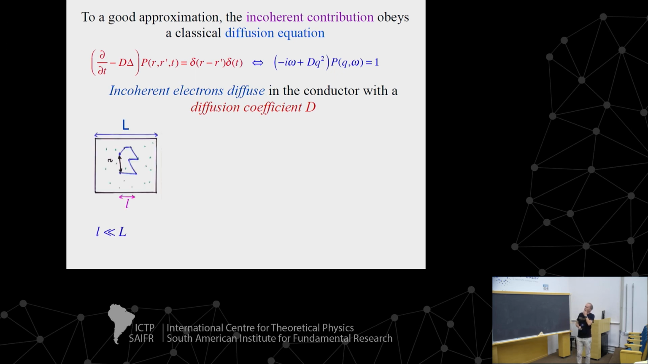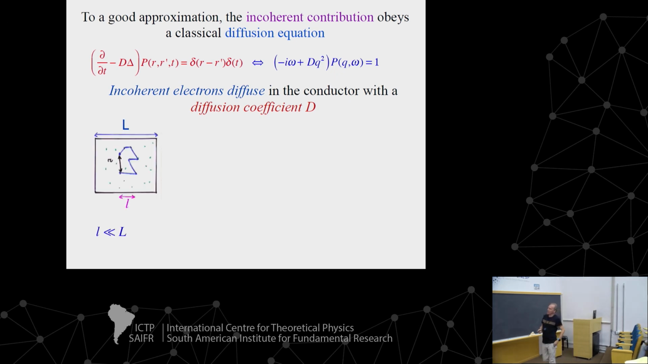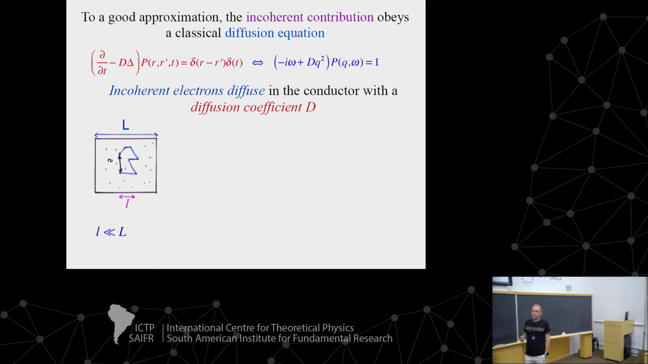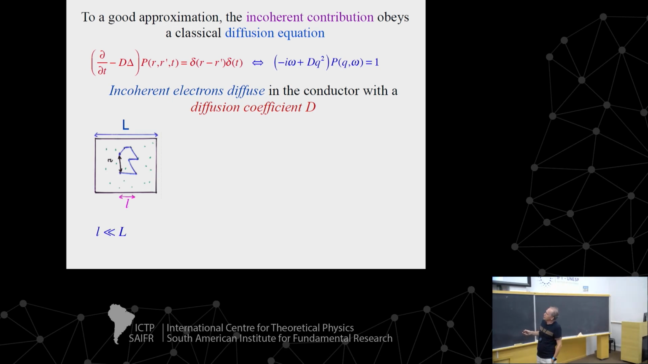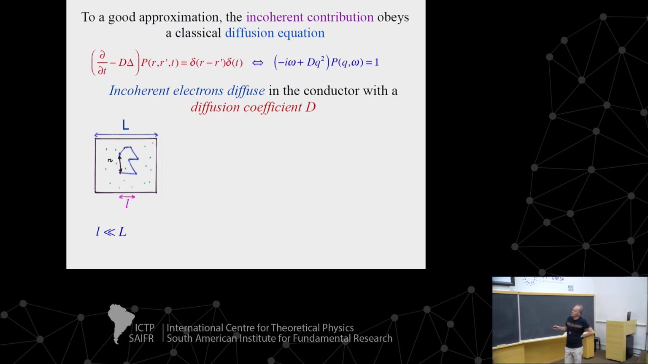So, what does it mean? It means that if you have here your scattering system, you have your wave that does the diffusion. So diffusion is a random walk. Diffusion is a continuous version of the random walk. And this is this probability. So this is your system of size L, typically.